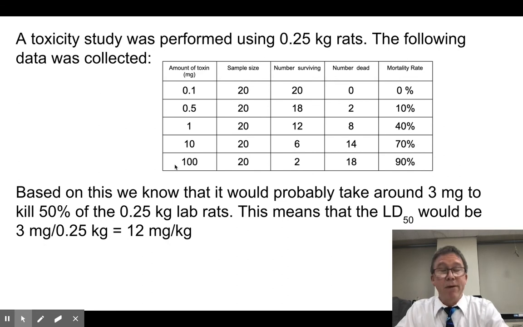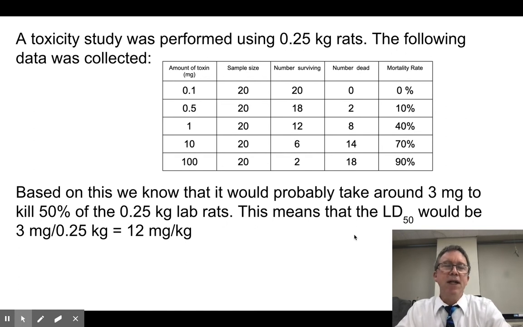So we found, presumably for our control group, which I didn't put on here, which got 0 of this, we should find that all 20 of them are alive and we have a 0% mortality rate. Well, look at this. We gave them 0.1 and we still had a 0% mortality rate. When we got to 0.5 milligrams, 2 of them died. So that's 2 out of 20, a 10% mortality. When we gave them 1 milligram, 40% of them died. We gave 10 milligrams, 70%, and so on.